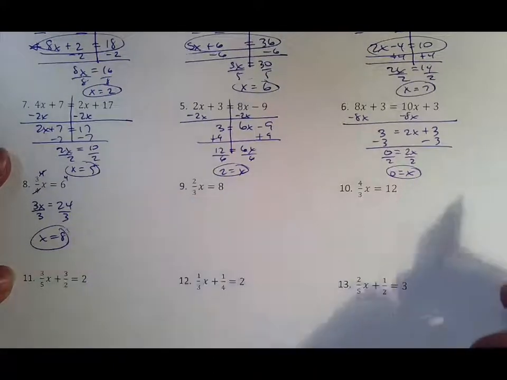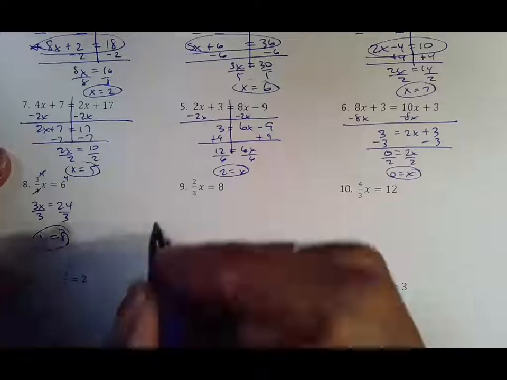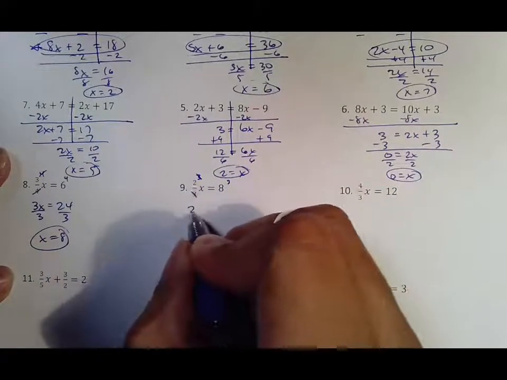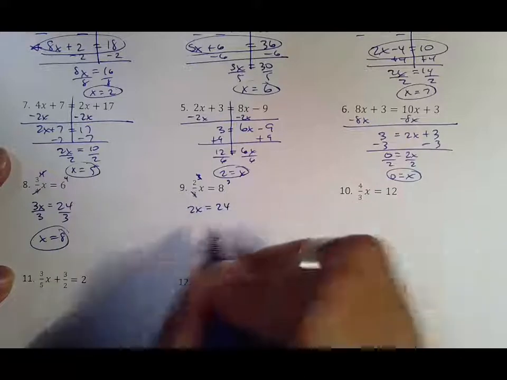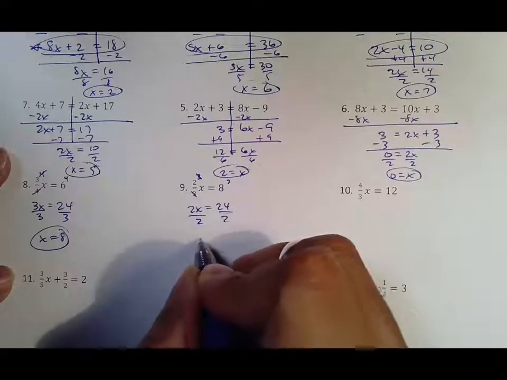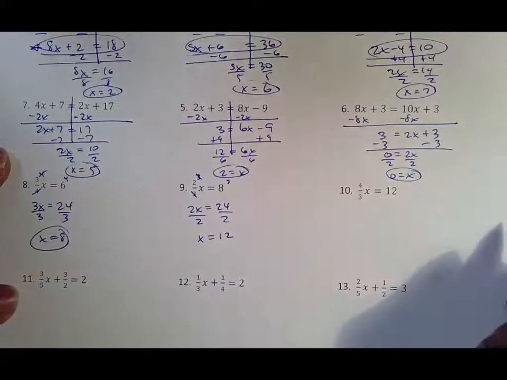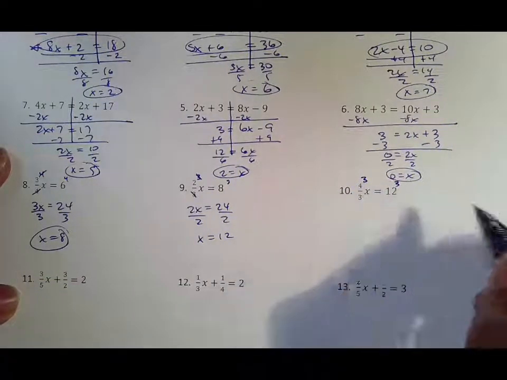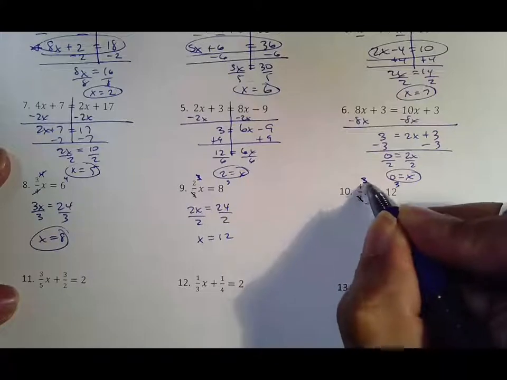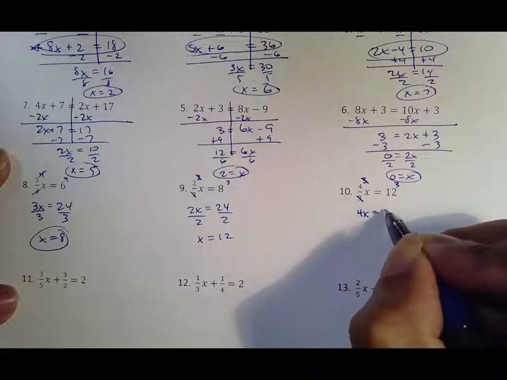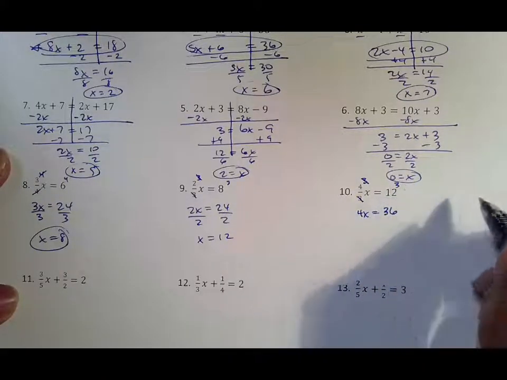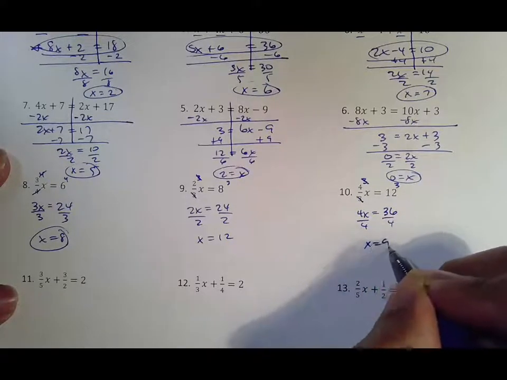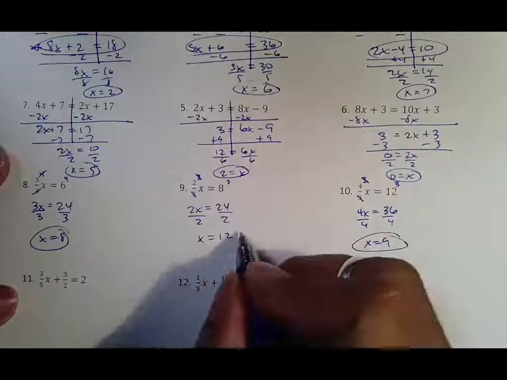Same thing here, 2/3 x. What we're going to do here is just multiply by 3, multiply by 3. The 3's go away. 2x comes down with 24. You then divide by 2, getting x equals 12. 4/3 x equals 12. Again, multiply by 3 because 3 is what's on the bottom. These 2 things cancel out, bringing down 4x and 36, because that's what 3 times 12 is. Then you divide by 4, getting x equals 9, and that is your answer there.